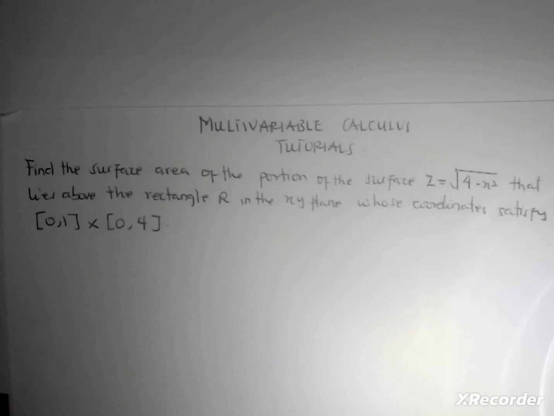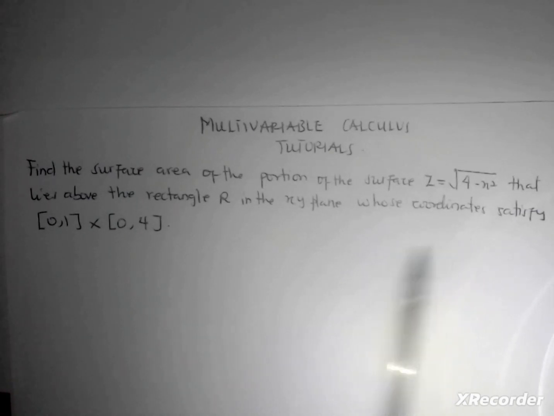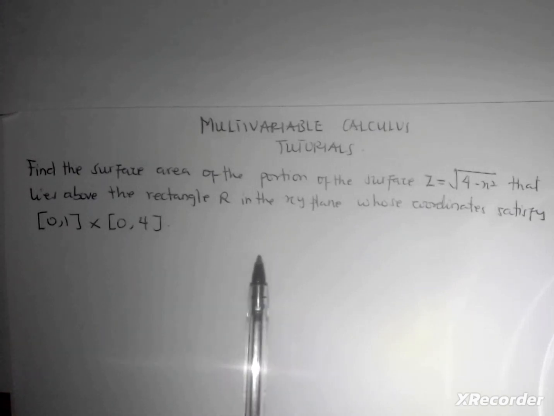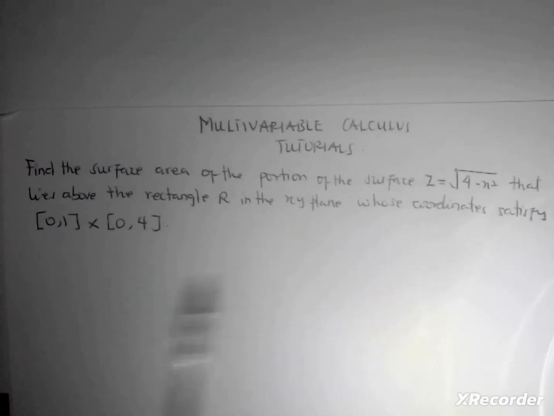In this tutorial class, we're going to solve a problem in finding the surface area of quadric surfaces. Now, I have a problem here. It says, find the surface area of the portion of the surface z is equal to the square root of 4 minus x squared that lies above the rectangle R in the xy plane whose coordinates satisfy [0, 1] times [0, 4].